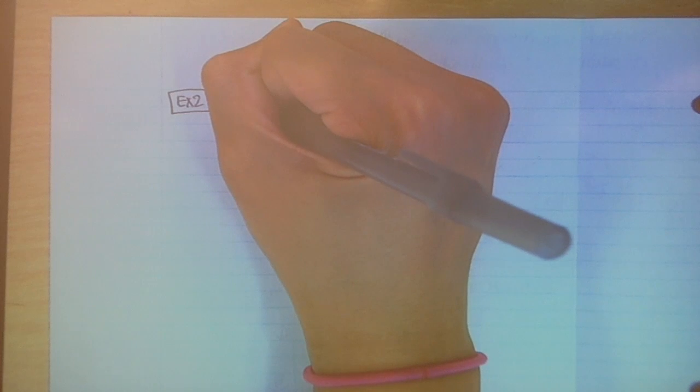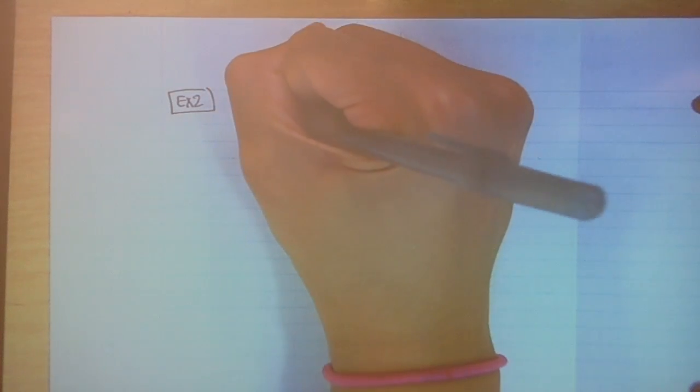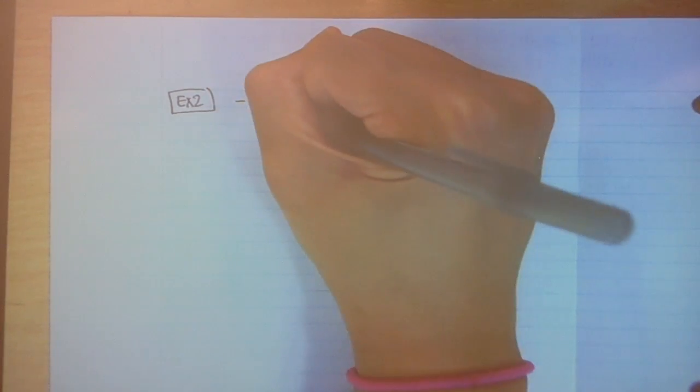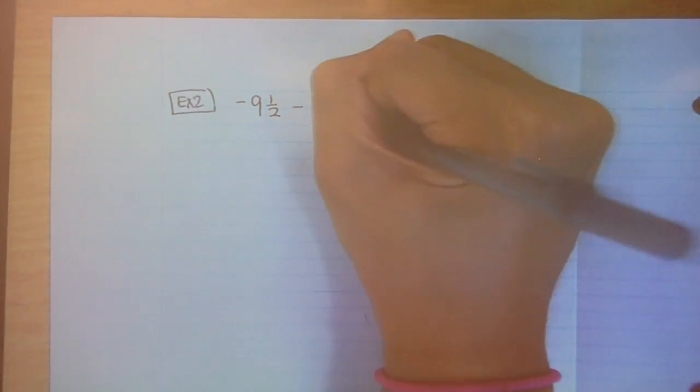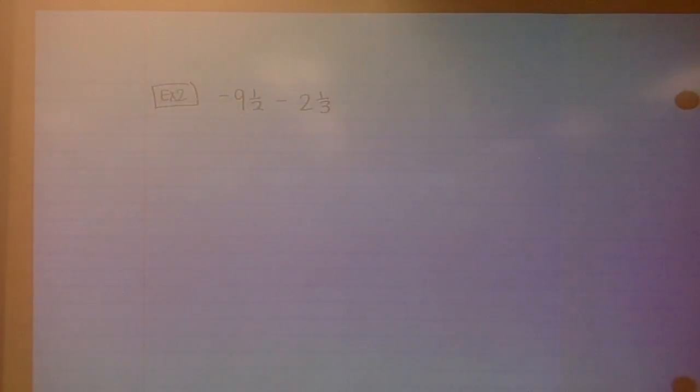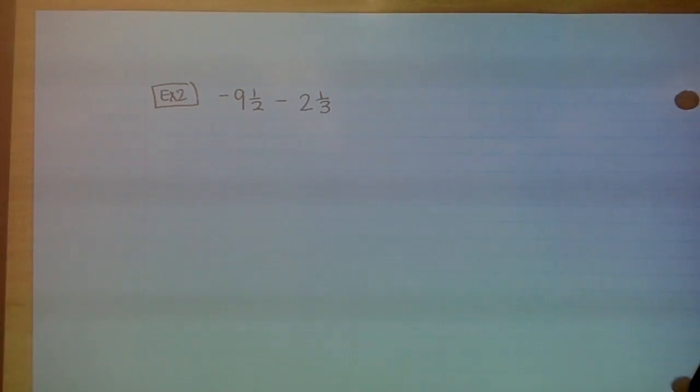Example 2. Let's try negative 9 1/2 minus 2 1/3. Please pause the video here so students can try this independently.